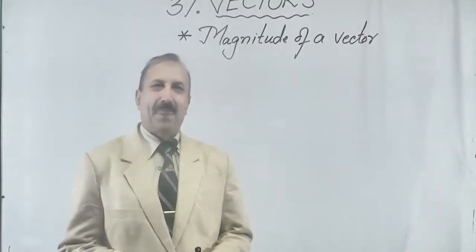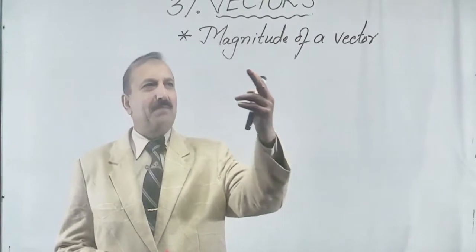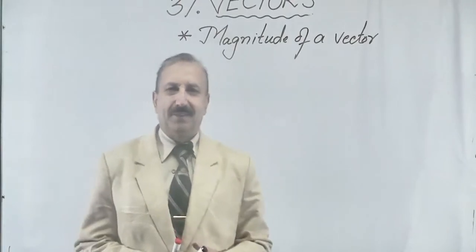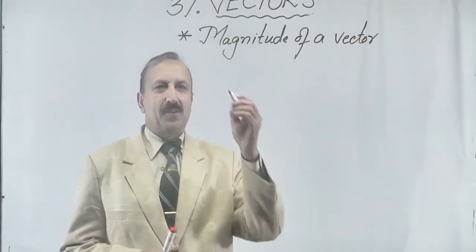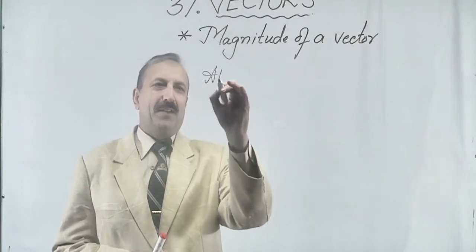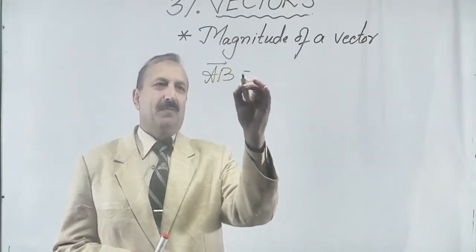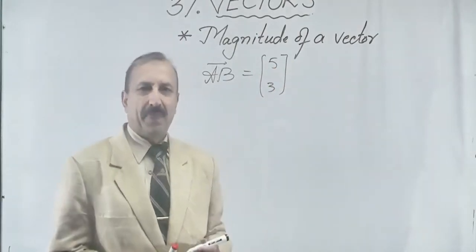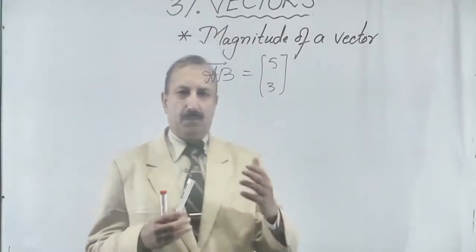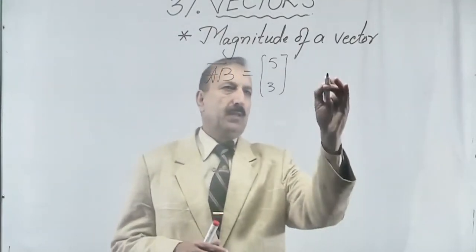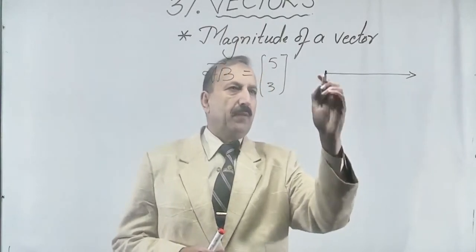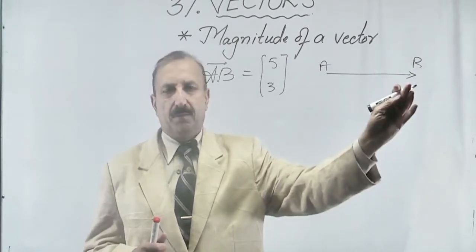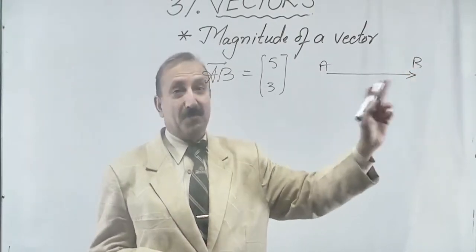Alright, my dear students, let's see the next concept, the magnitude of a vector. As I was explaining, a vector consists of two things. Vector AB we write in the form of the column vector (5, 3). But this vector actually is a composition of two things: the length from here till here, and its direction, indicating towards this direction.